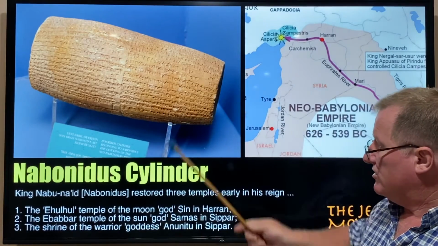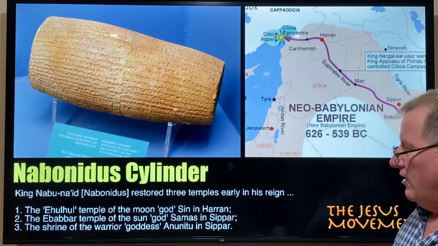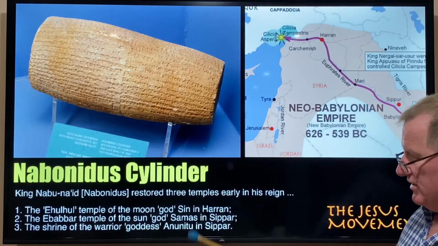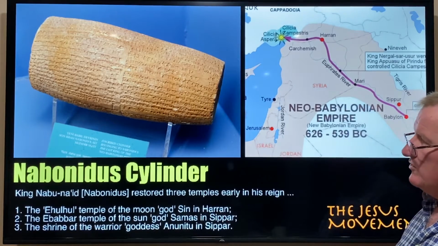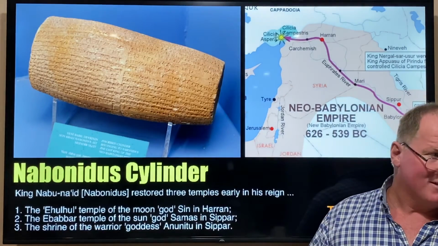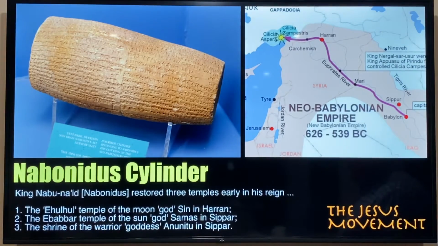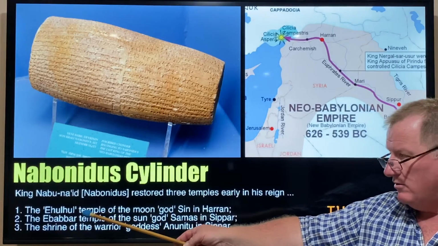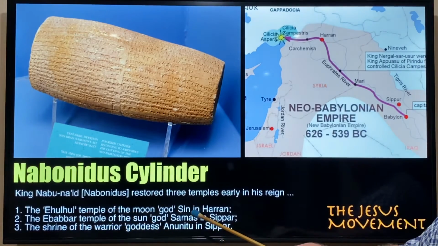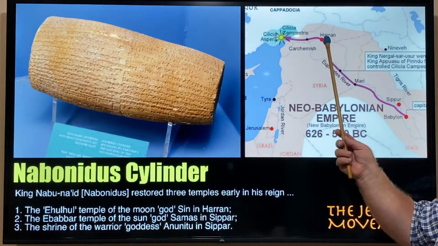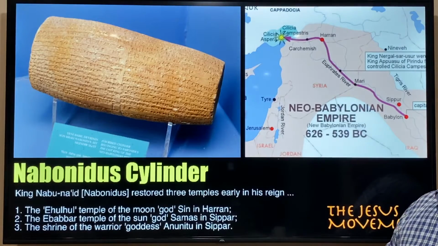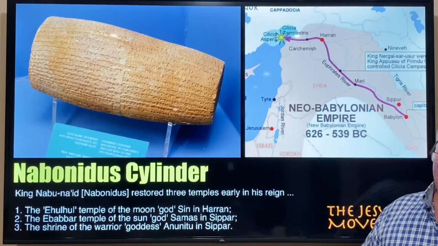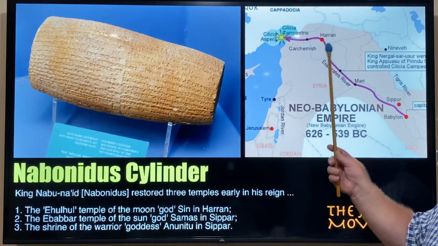And as you can see, it's written in cuneiform, and what it actually says on here is that this particular king restored 3 temples early in his reign. So that means that he was restoring some stability back to his empire. And it says the temple of the moon god Sin in Haran. So Haran, of course, is where Abraham left his father. And back then, when we were talking about how people went there to worship the moon god called Sin, that's still the case all these years later.